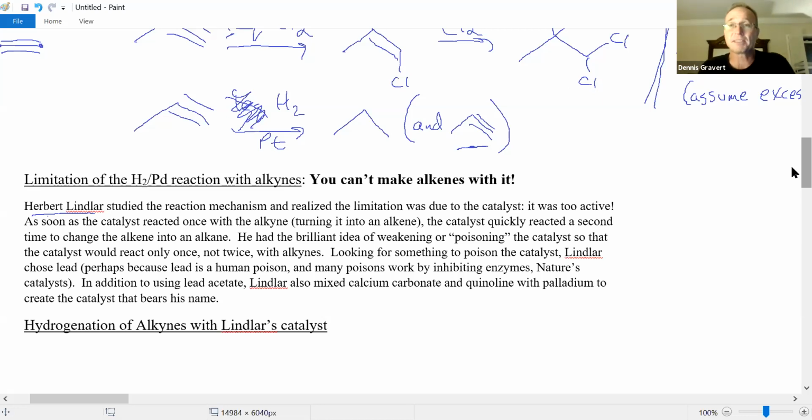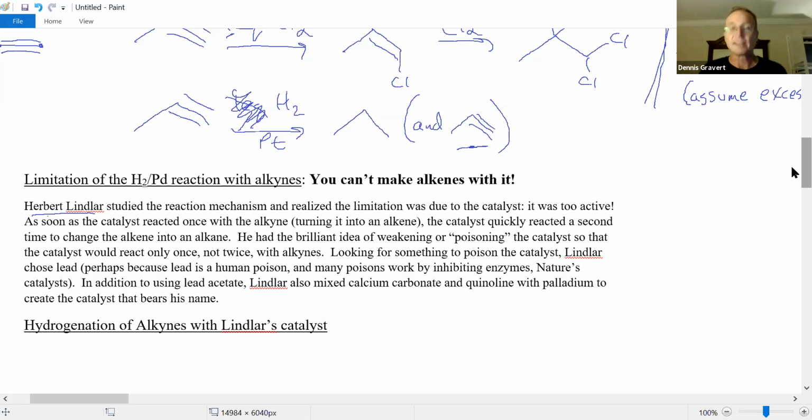Anyways, he knew a little bit about that and thought, what if I try and treat my palladium catalyst with a little poison, a little lead, maybe mercury. Turns out lead did the trick. Not ideally, but he added some lead acetate, I believe it was. Look at my notes real quick.